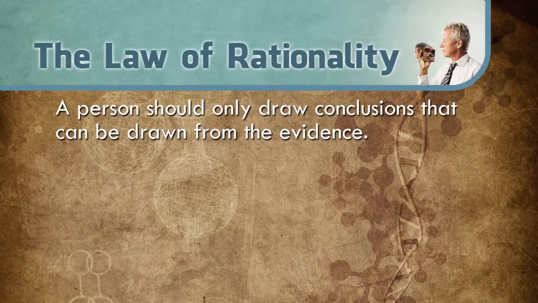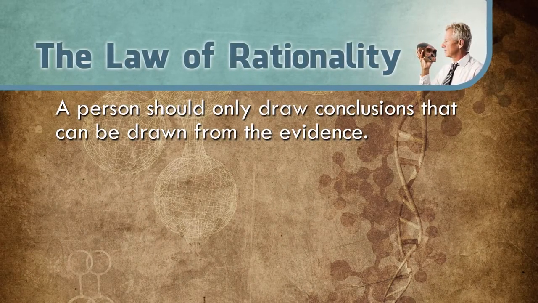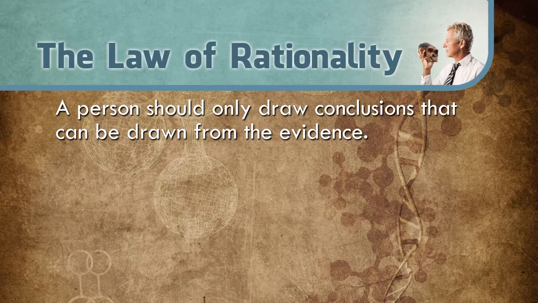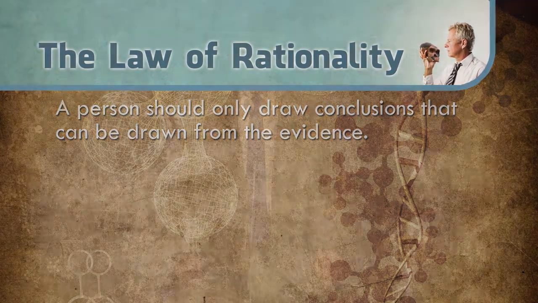The law of rationality in philosophy says that a person should only draw conclusions that can be drawn from the evidence. For a belief to be rational, it has to have evidence that warrants that belief. For a theory to be able to even claim to be scientific, it has to have scientific evidence in support of it. Evolutionists believe that they have found scientific evidence to support their theory. If it can be shown to be illegitimate, then evolution proves to be an irrational belief.